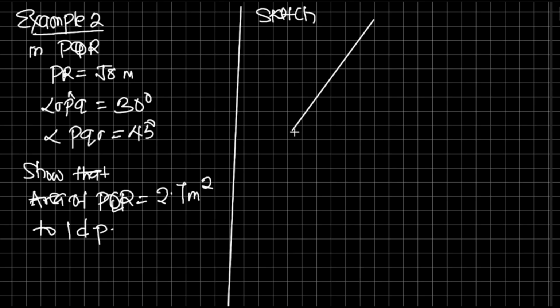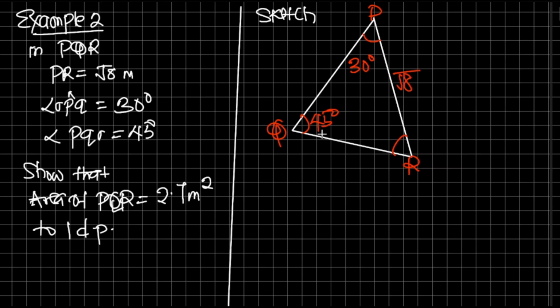And then that is going to be this. You don't have to draw to scale, just draw a triangle to represent what you have. So we have P. Let's label our angles P, Q, R. Angle P is given as 30 degrees. Angle Q is given as 45 degrees. We don't know angle R. Side PR is root 8 meter. That's the only side we have.